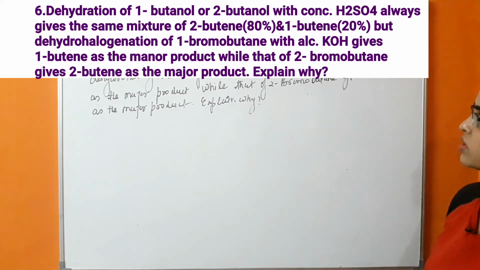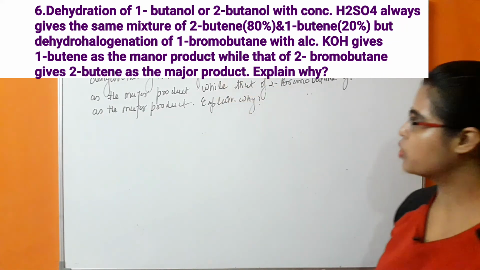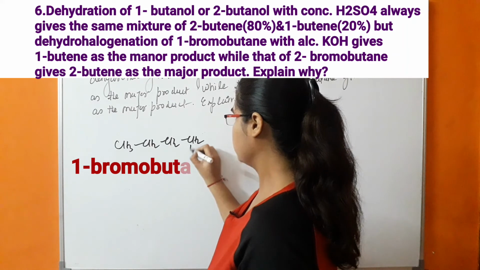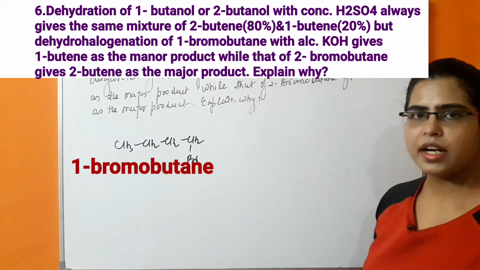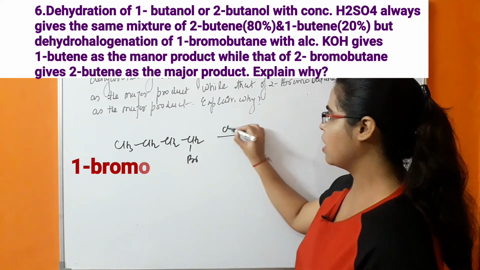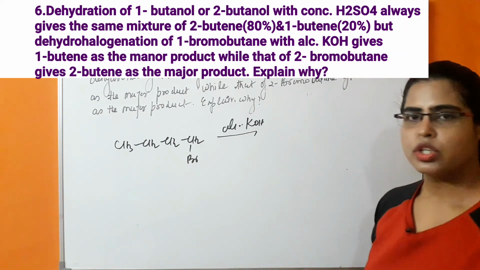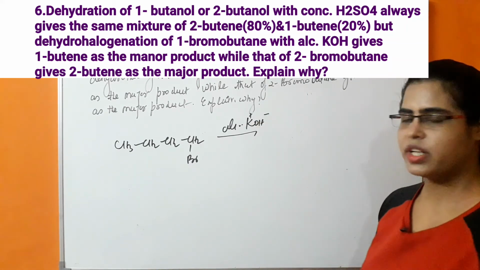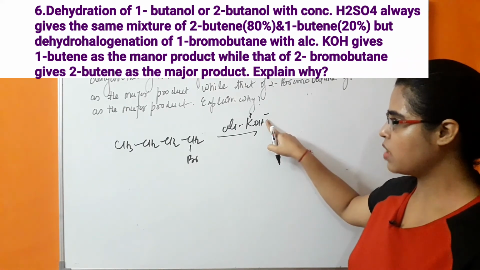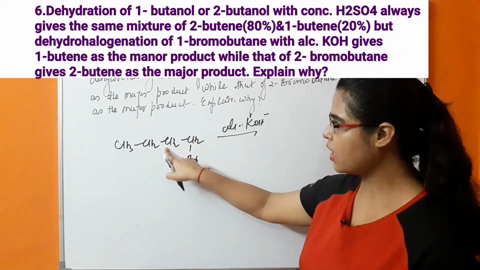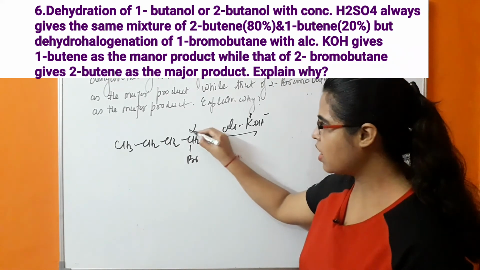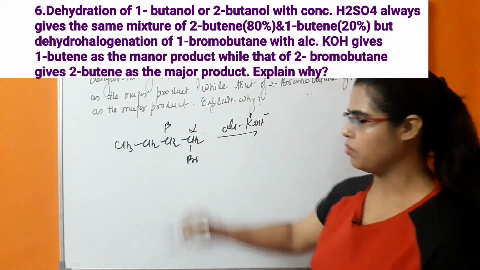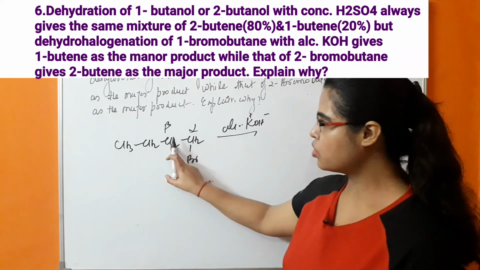So let's see how the reaction takes place in this case. First of all, 1-bromobutane. This is 1-bromobutane. Dehydrohalogenation takes place in the presence of alcoholic KOH. So what is happening? There is a positive charge on the potassium and a negative charge on OH. In the presence of this OH minus, this hydrogen is the beta hydrogen; the halogen is present on the alpha carbon, and the carbon next to it is the beta carbon.